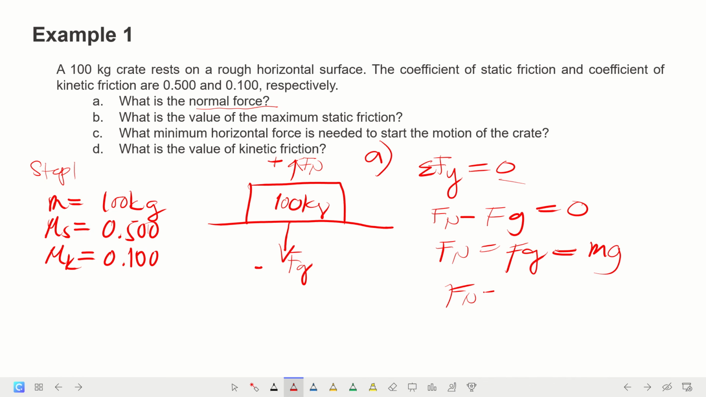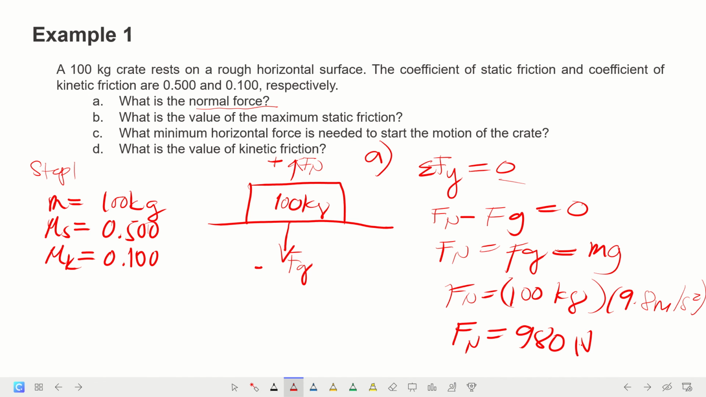So, normal force is equal to the given mass, 100 kilogram, times the acceleration due to gravity, 9.8 meter per second squared. Let me get my calculator. 100 times 9.8 is 980. Therefore, the normal force is 980 Newton. So that is for question letter A.